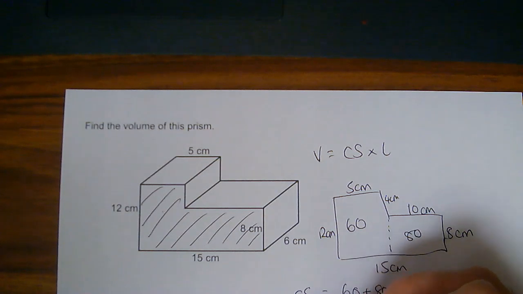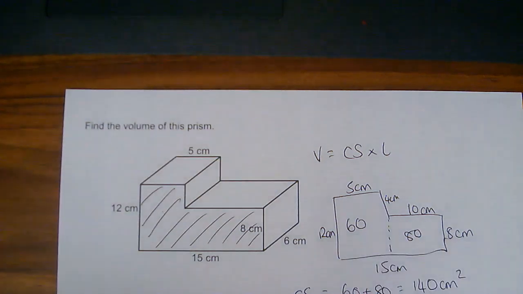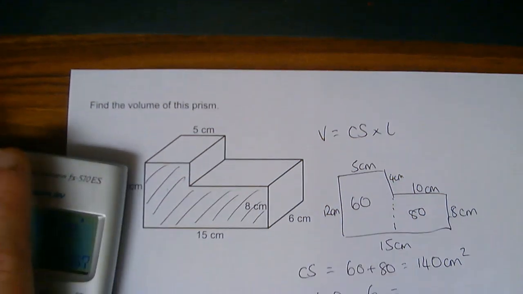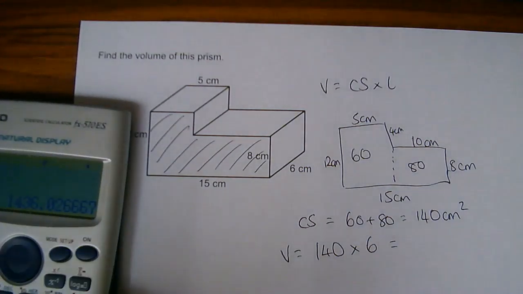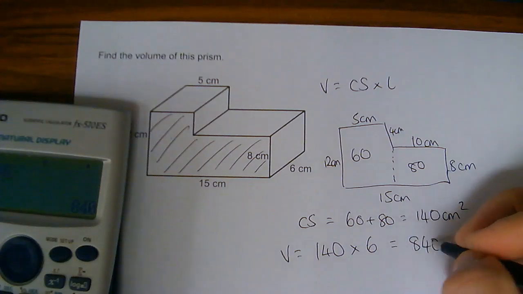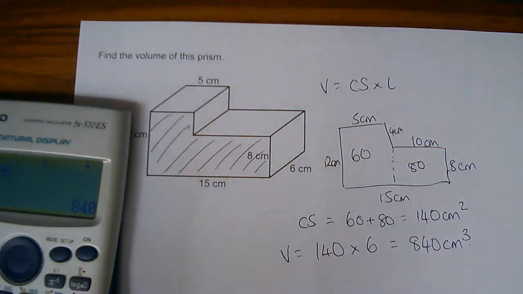Now my volume is that 140 times the length, which is 6. Again put into my calculator, so I've got 140 times 6, and I get an overall answer of 840 centimetres cubed, and that's that test finished.